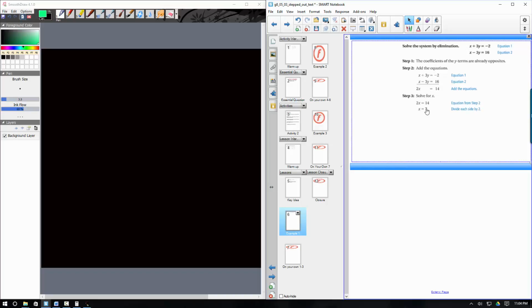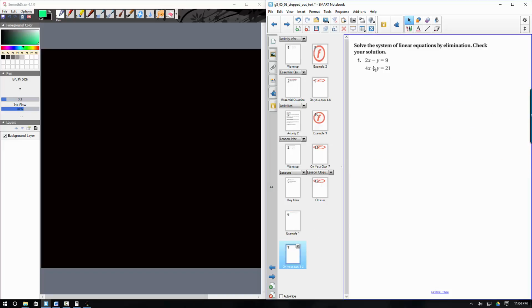Now that I have x equals 7, I can plug that back into one of these. So I'll have 7 plus 3y. I have to subtract 7 here, so I'll have negative 9. So 3y equals negative 9. And then I divide by 3 on both sides, and I'll have y equals negative 3. So now I have x is 7, y is negative 3, and my ordered pair is 7, negative 3.